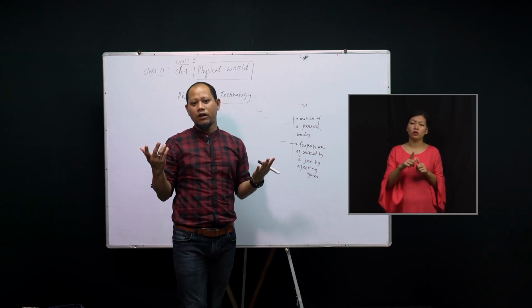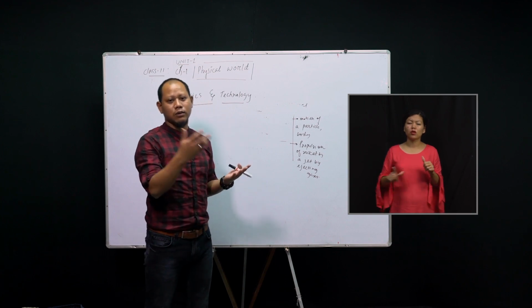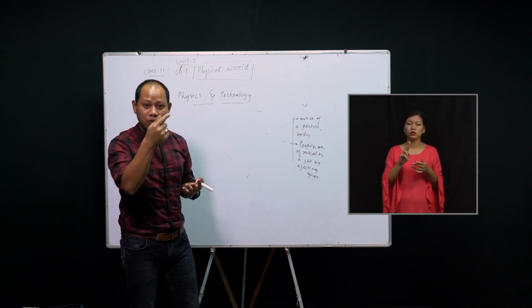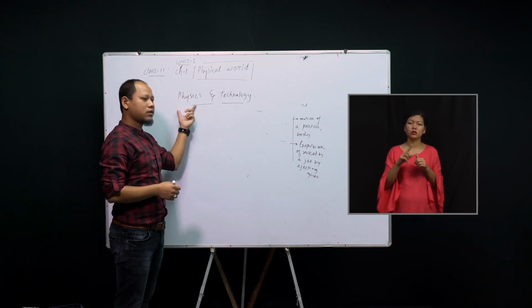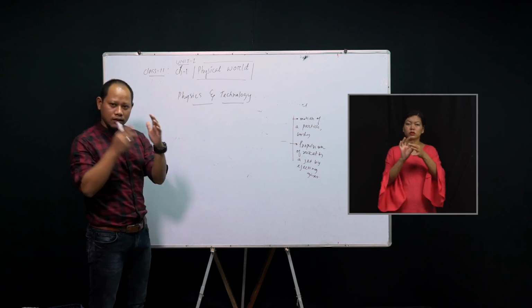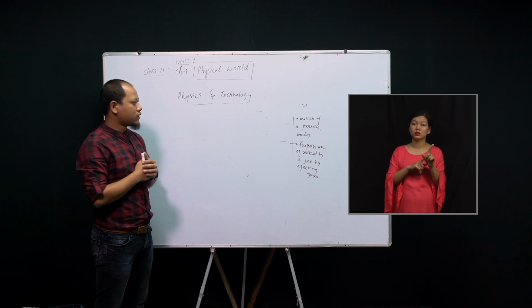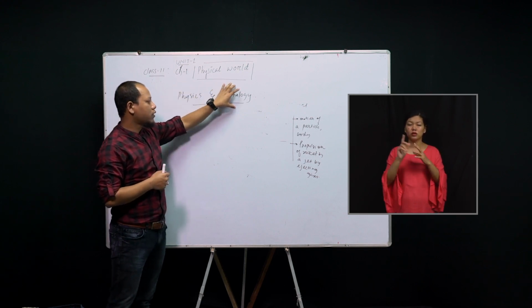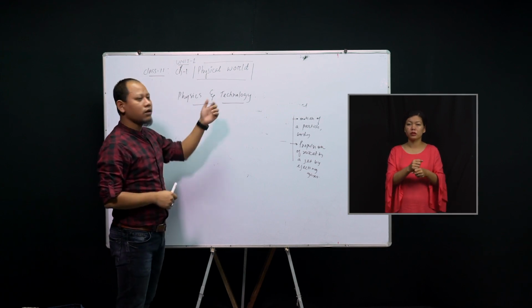That is Newton's law, F equal to ma. Suppose F equal to G m1 m2 by r square. Or Coulomb's law, F equal to k q1 q2 by r square. All these are laws. All these are science. In particular terms, these are the laws related to physics. And technology is what? When we design something by using the laws of physics, that is what we call technology.